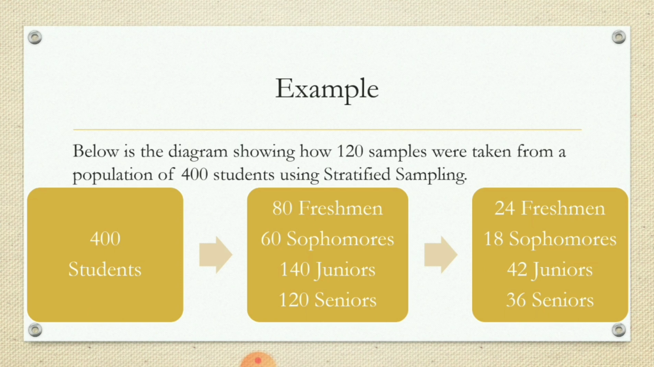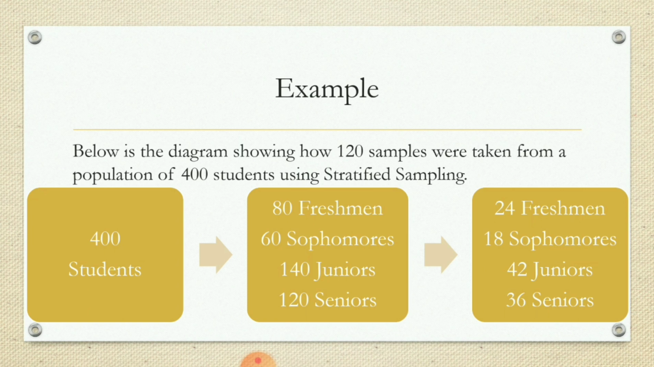So we have here on the leftmost part of the diagram the population of 400 students. From these 400 students, it is subdivided into 4: the freshmen, sophomore, junior, and senior. So we have 80 freshmen, 60 sophomores, 140 juniors, and 120 seniors. This is your strata or subpopulation. Then from the subpopulation, we will draw samples with equal proportion.